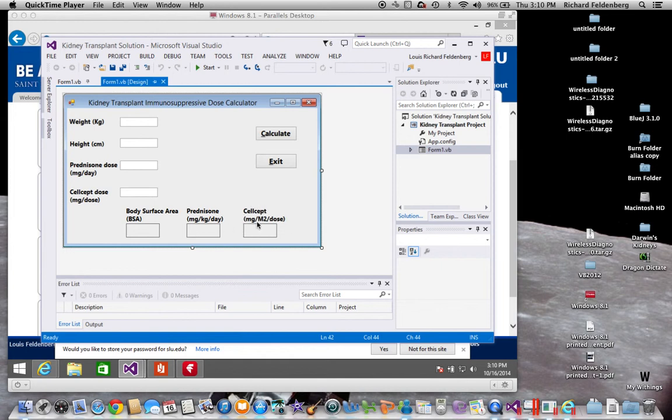The Cellcept is also dosed based on their body surface area, which is a calculation made from their weight and their height. And so our dose calculator will calculate the body surface area and then also calculate the prednisone dose in milligrams per kilogram per day and Cellcept in milligrams per meter squared per dose.